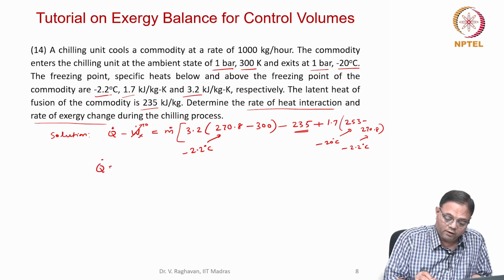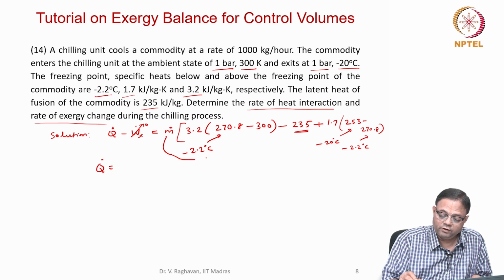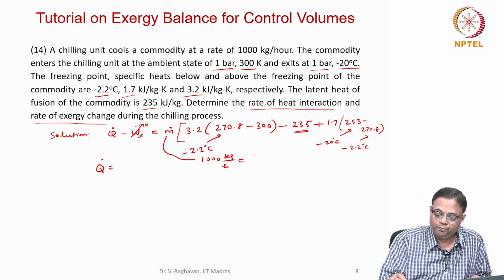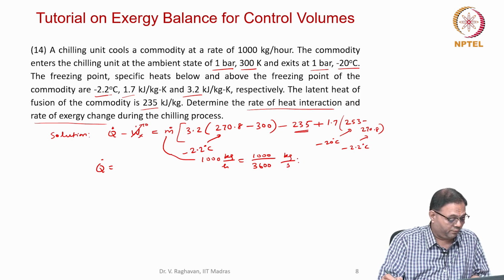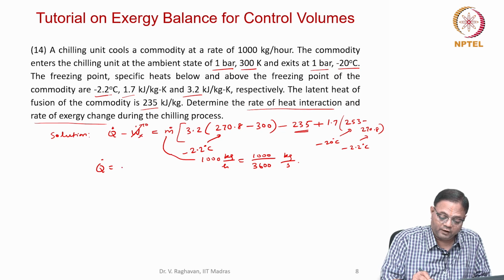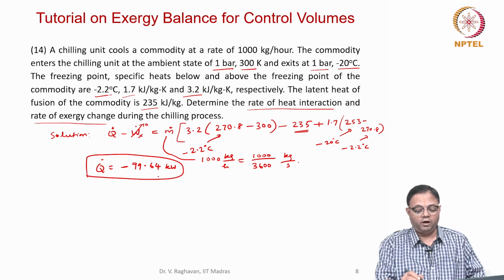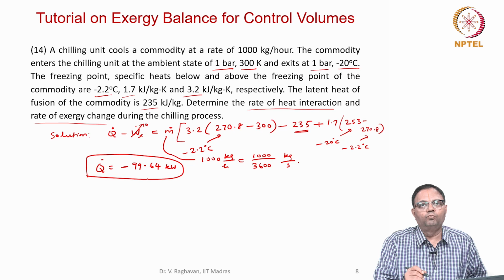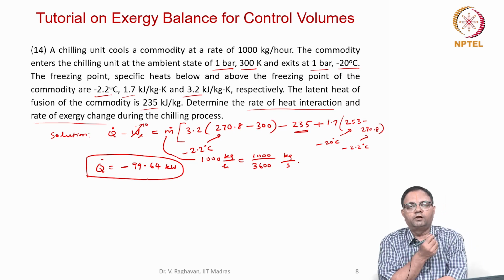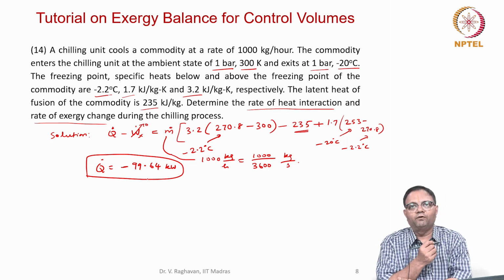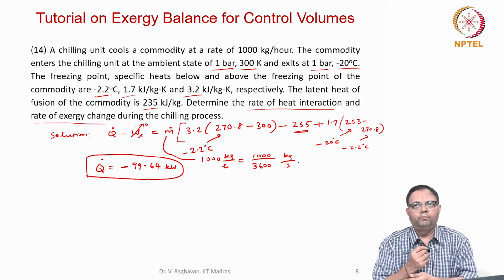So, Q dot, now what is this? This is 1000 kg per hour, which is equal to 1000 by 3600 kg per second. When I substitute it, I will get the heat transfer as minus 99.64 kilowatts. The heat is removed, so the negative sign comes. Almost 100 kilowatts is removed in order to cool the commodity at a rate of 1000 kg per hour from 300 Kelvin to minus 20 degrees.